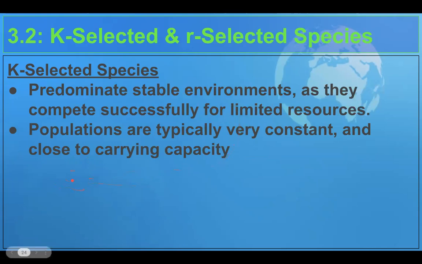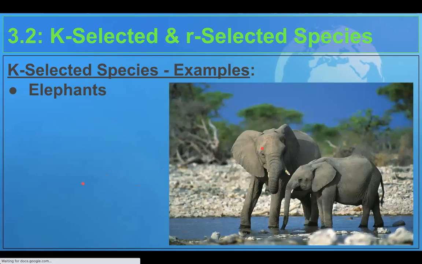K-selected species, again, are going to have better adaptations. They're going to be more likely to be specialists, and they will be more dominant in stable environments where they can compete for the resources. The populations are typically going to be at carrying capacity, so you'll not see the huge increases and then crashes like you would for R-selected species.